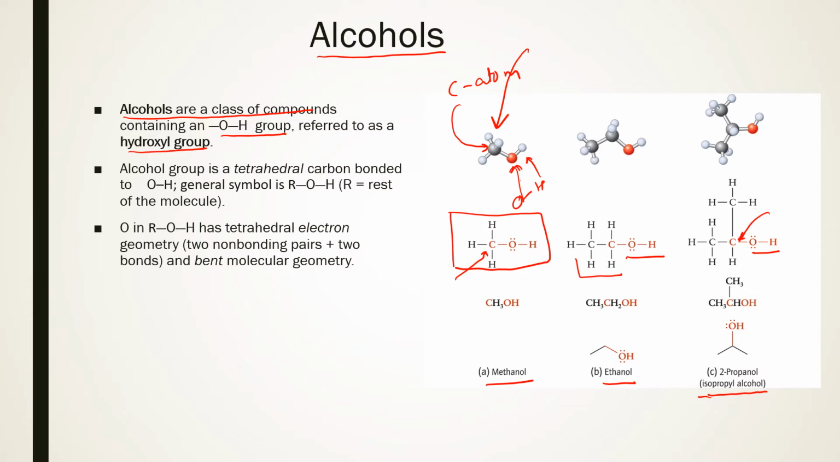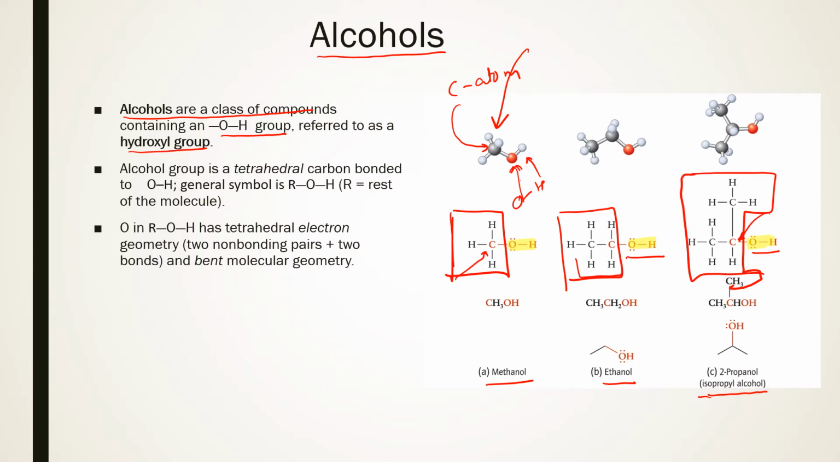So in general, in alcohols, the OH group will be connected to a carbon atom which may be a part of a longer carbon chain. As you can see in all these different alcohols, we have an OH or hydroxyl group linked to a carbon atom, and that carbon atom may be a part of a longer chain.